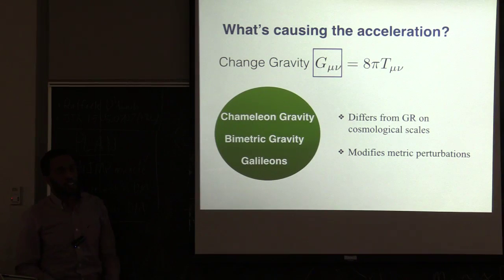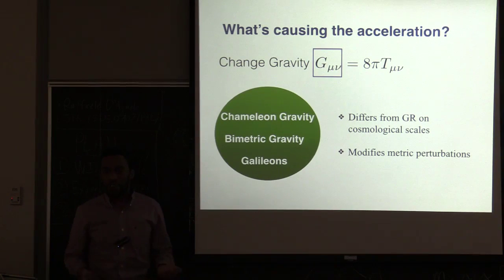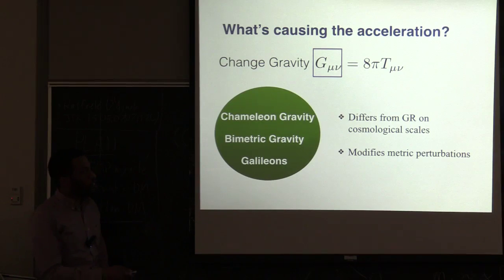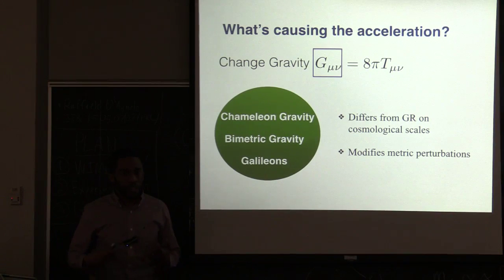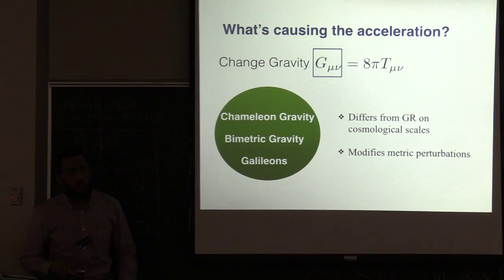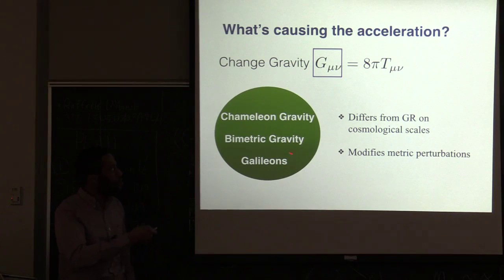And so another alternative is possibly that gravity is actually not totally described by general relativity on large scales. This would involve changing the curvature side of the equation, or changing gravity. All the theories that comprise this explanation are collectively called modified gravity. There are many theories that describe modified gravity; for one, of course, there's chameleon gravity, which is one of the earlier ones that people have thought of.